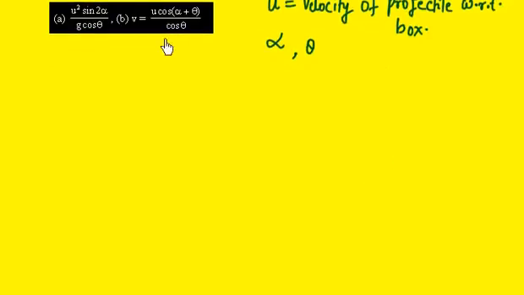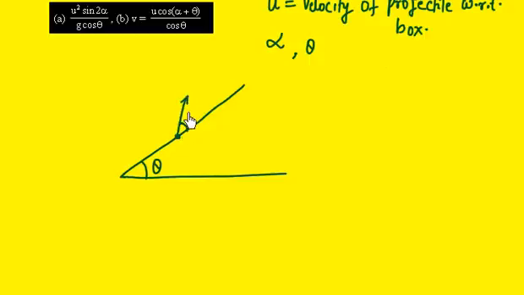Let me make a sketch of this problem. So this is my inclined plane, and this makes an angle theta with the horizontal. Here this particle is thrown at this point inside the box, of course, and this angle is alpha. Now this will follow this kind of parabola, and it will land at a point Q. So let us say this point is Q.